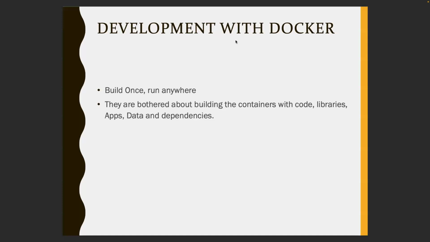And development with Docker is build once, run anywhere. You build your containers and run anywhere. Developers are bothered about building the containers with the code, libraries, app data, and dependencies. The whole point here is, we have seen the address book application deployed. Developers are bothered about building it. But once it is deployed, you might have seen the application works in the dev environment, but it will not work in test or other environments.